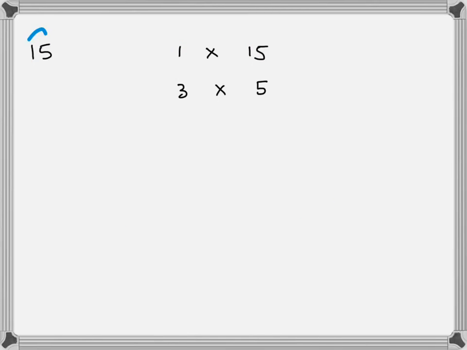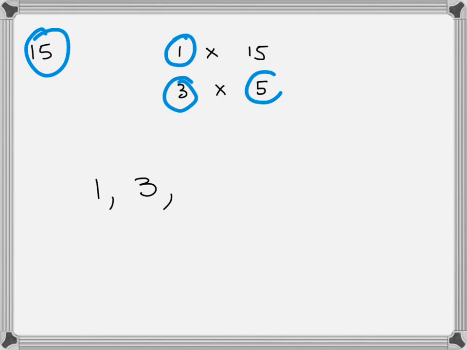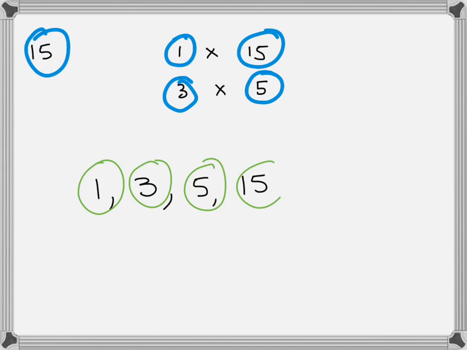Let's look at number 15. Okay, so we have here number 1. 1 times 15. We have number 3. 3 times 5. We have number 5 because it's 5 times 3. And we have number 15 itself because it's 1 times 15. So our factors of 15 are 1, 3, 5, and 15. Okay, how cool is that?